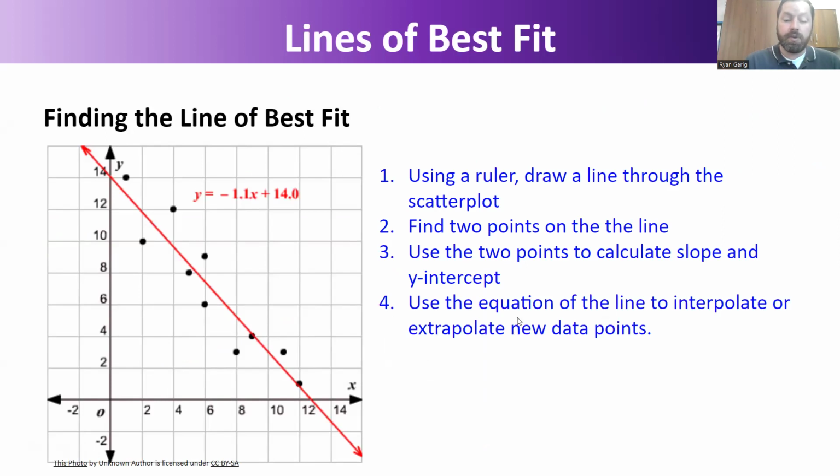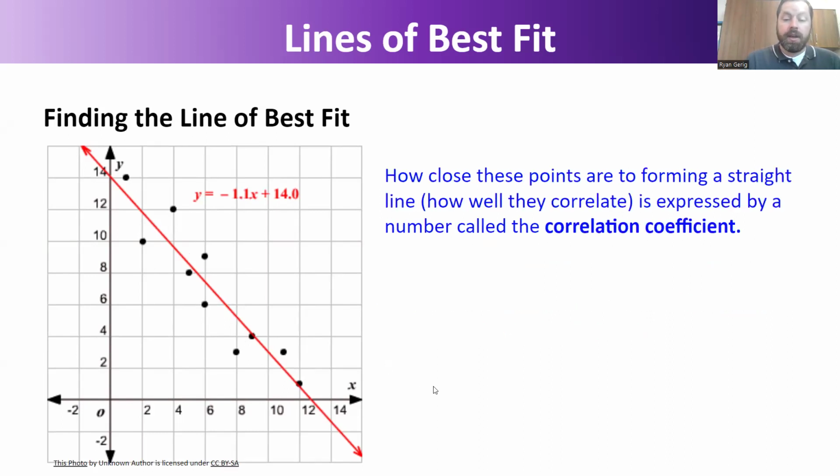And then you're going to get an equation, and that equation represents the line, in this case, the red line. And then we're going to use that line to interpolate, look for data inside the data points, or extrapolate what's going on beyond the data points. Can we make a guess? How close these points are to forming a straight line is expressed by a number called the correlation coefficient. We're going to take a look at that as well.